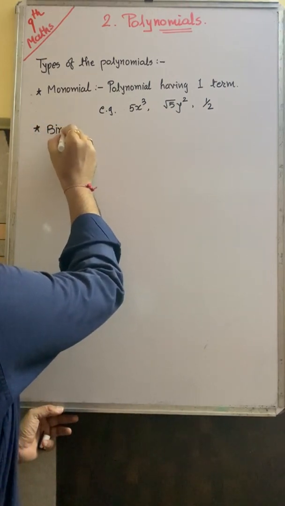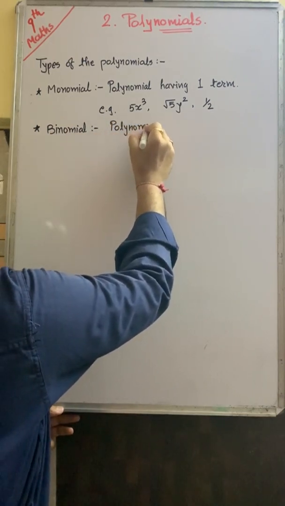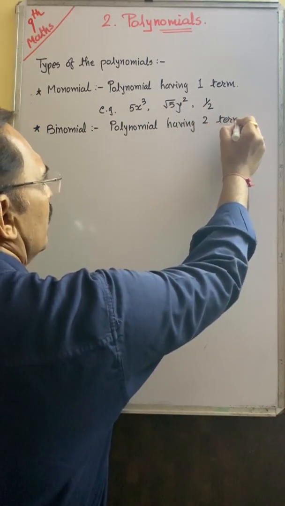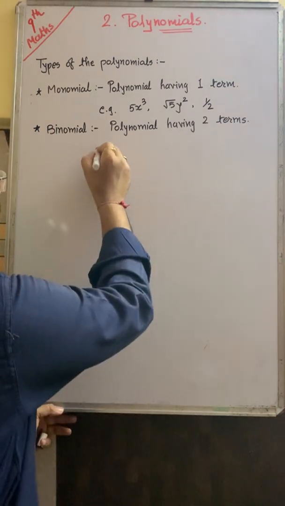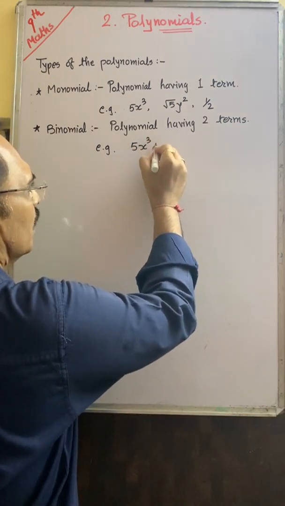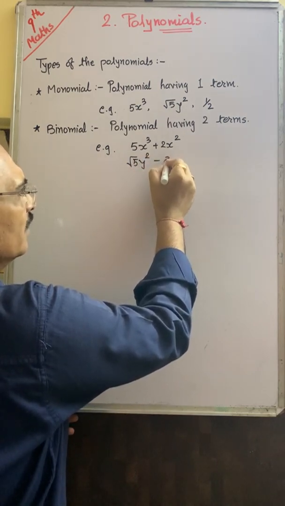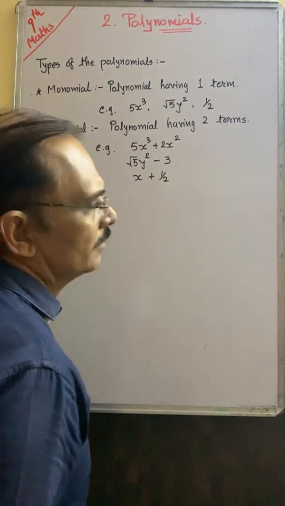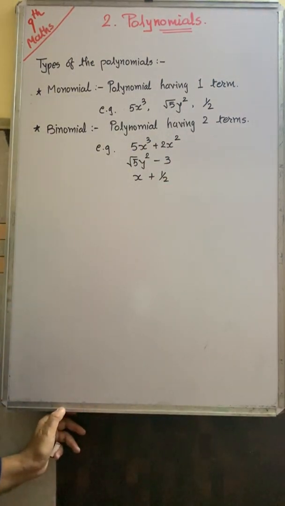Second is binomial. Binomial means a polynomial having 2 terms. If there are 2 terms, then this type of polynomial is known as binomial. As for example, I select the same ones like this: 5x cube plus 2x square. Here root 5y square minus 3, and here we add x plus half. 2 terms are there, 1 and 2. So they are known as binomial.